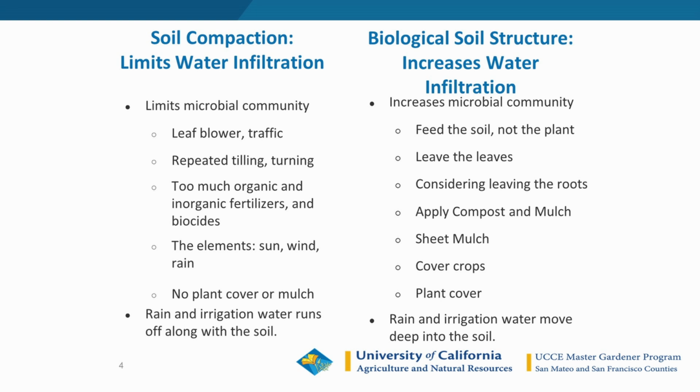When you have a compacted soil, it really limits the microbial ability. And compaction is easy to do using a leaf blower or walking across your soil when it's wet. Repeated tilling or turning of your soil, rototilling your soil, can all contribute to compaction. Too much fertilizers and biocides can limit the diversity of the microbial community, and no protection for the soil, no mulch cover or plant cover, all leads to compaction. And when you have compacted soil, rain and irrigation water runs off. It's very difficult for it to infiltrate.